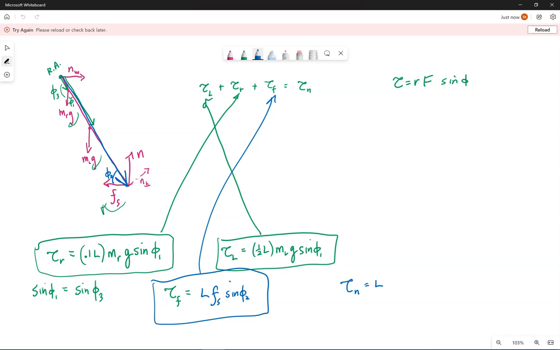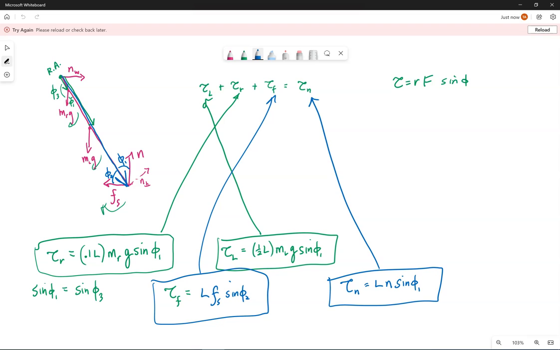The length of the lever arm is L. It has the same lever arm as the friction force. The force would be N. And then we would need the sine of phi 1, because that would be the angle between those. So this would need to go in there.